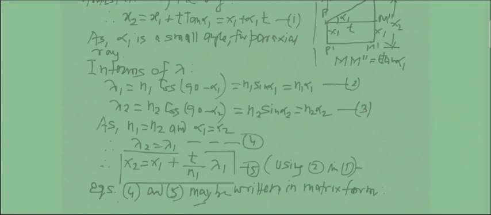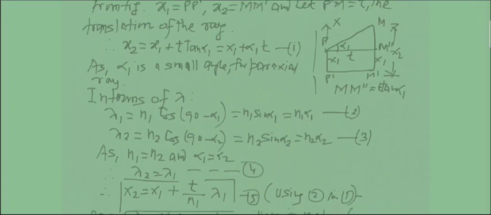So those are the considerations. This is basically your theta 1, this is basically your theta 2, and you have put those values. From the figure you can clearly see this is your theta 1. Over here, this is your x-axis, this is your z-axis, this is your alpha 2, this will be your theta 2. So alpha 2 plus theta 2 is again 90. So you have all this stuff: n1 cos 90 minus alpha 1, n1 sin alpha 1.